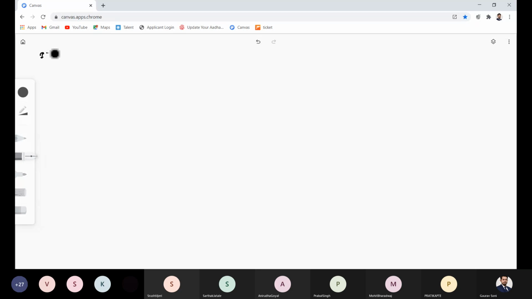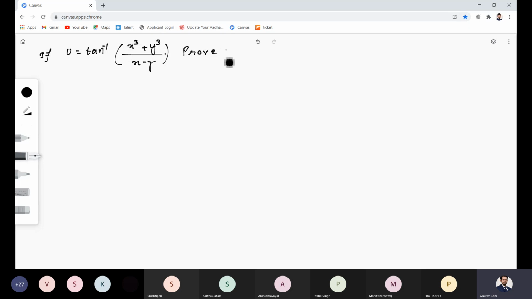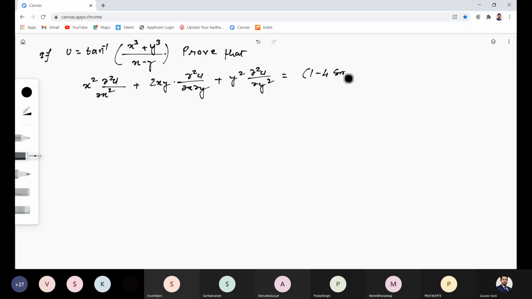So if u is equal to tan inverse of x cube plus y cube upon x minus y, then prove that x square second derivative of u with respect to x square plus 2xy second derivative of u with respect to x and y plus y square second derivative of u with respect to y square is equal to 1 minus 4 sine square u into sine 2u.